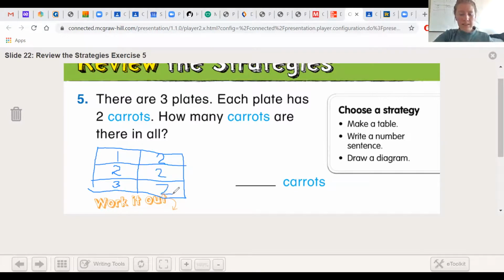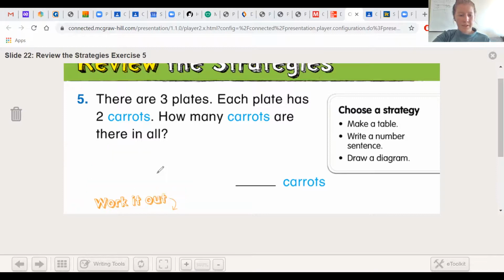Now I can see clearly that I can count by 2s in order to solve my problem. Count by 2s with me. 2, 4, 6. How many carrots in all? 6 carrots. Beautiful. Pause if you need more time. All right, next one.